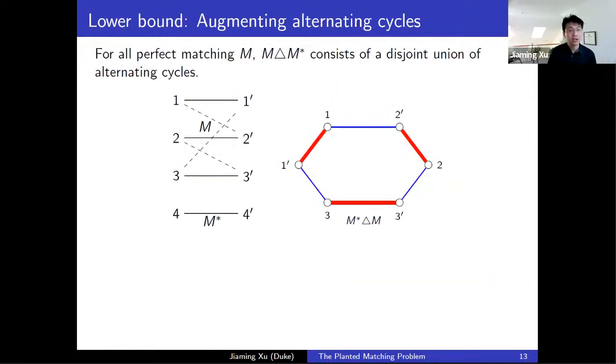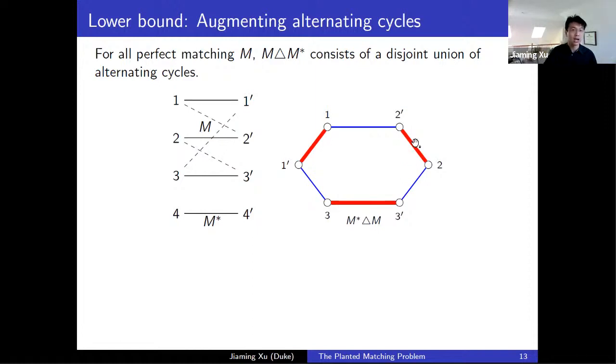But to do that, another simple but useful observation is that if you look at a matching M and compare the difference between the matching M and M star, this can be viewed as a disjoint union of alternating cycles in this bipartite graph. Okay, here's an example to illustrate that. M star is the true matching, given by these solid horizontal edges. And M is given by these three dashed edges here, and also one edge between 4 and 4 prime. Now if you consider the symmetric difference between M and M star, it just boils down to this six-cycle, as I show here.